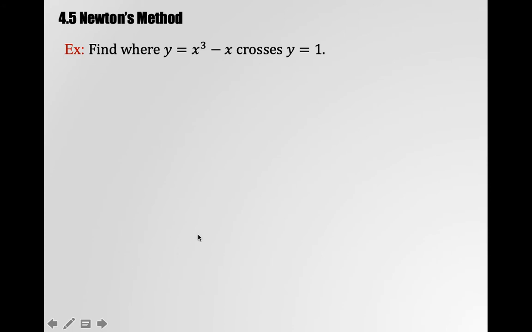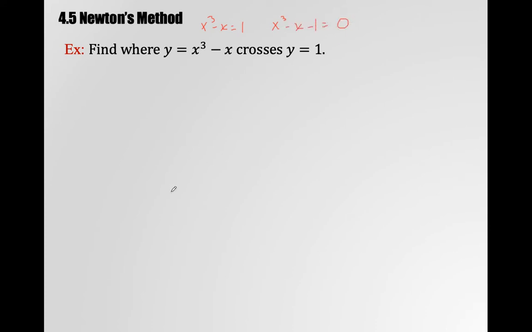So let's look at this one. This at first doesn't look like I should use Newton's method on it, because this is asking me, where does x cubed minus x equal 1? Newton's method is for finding x-intercepts. Well, I think you can do algebra 1 on that, can't you? In pre-algebra.